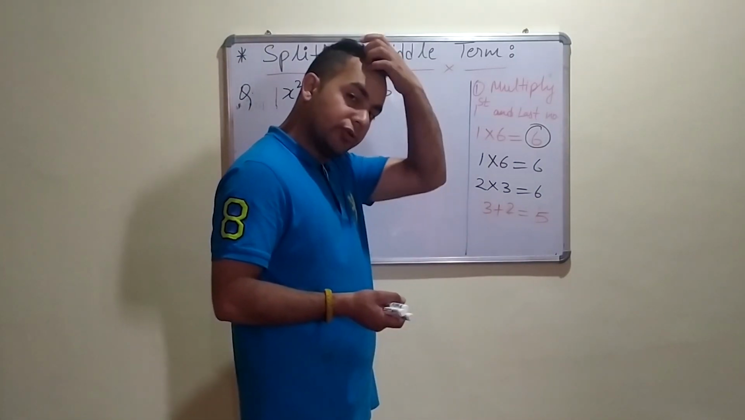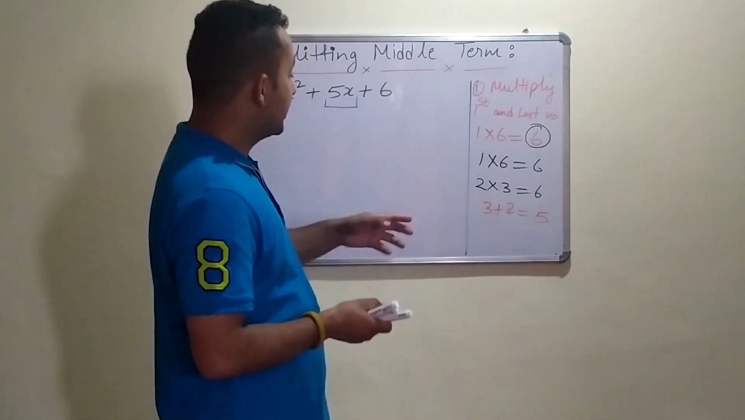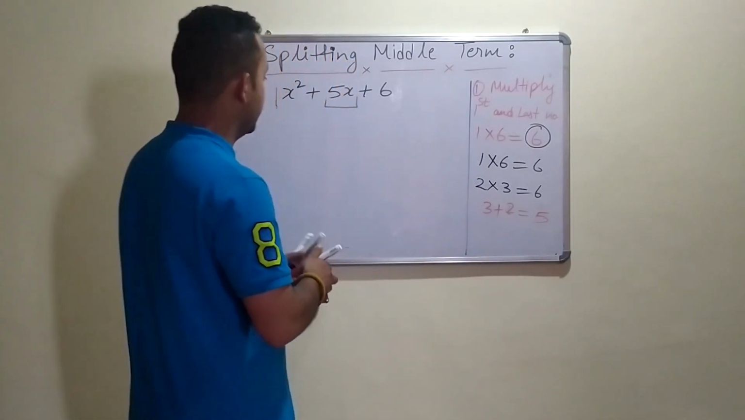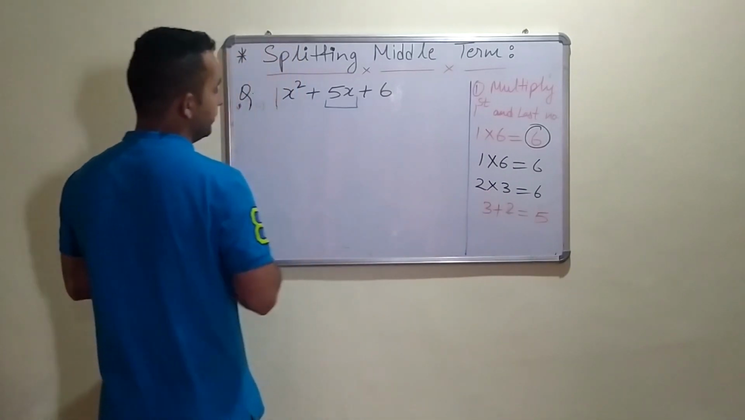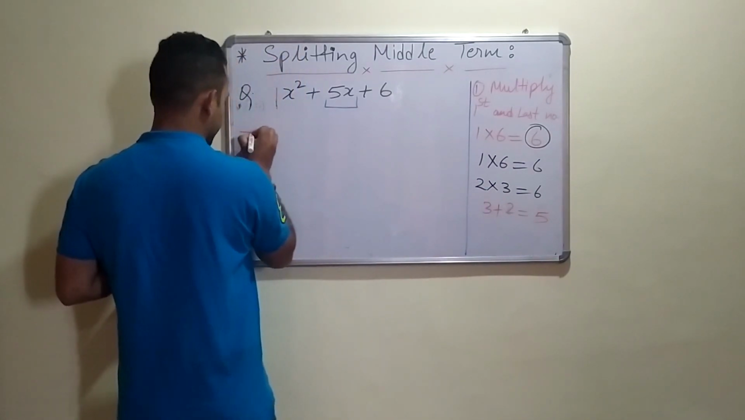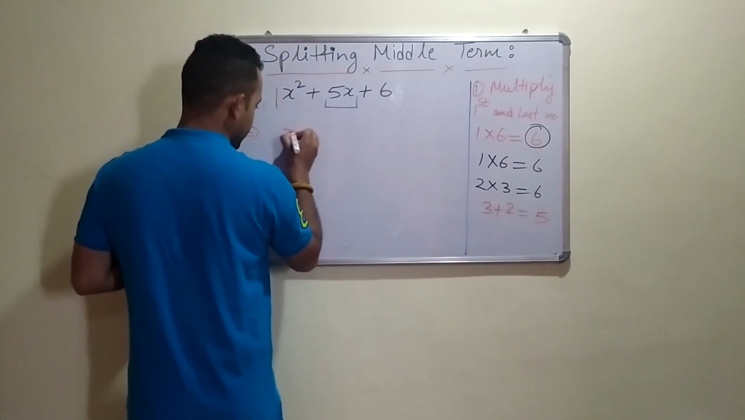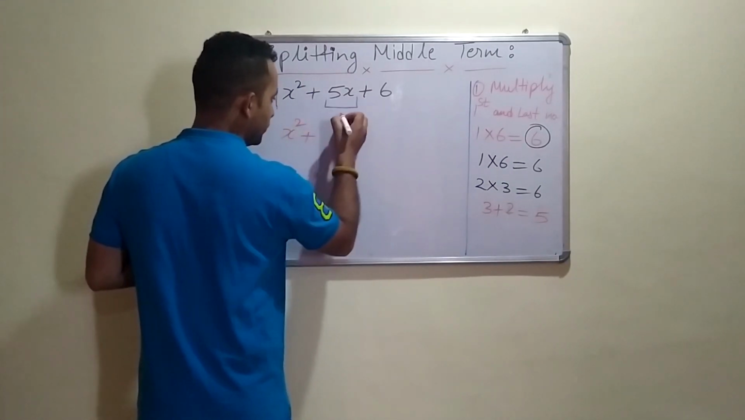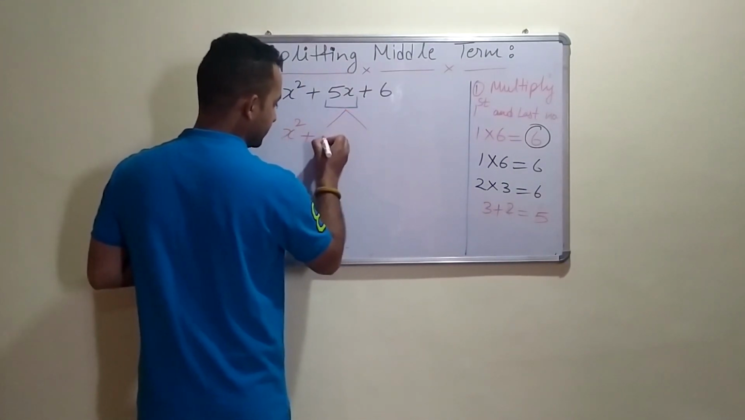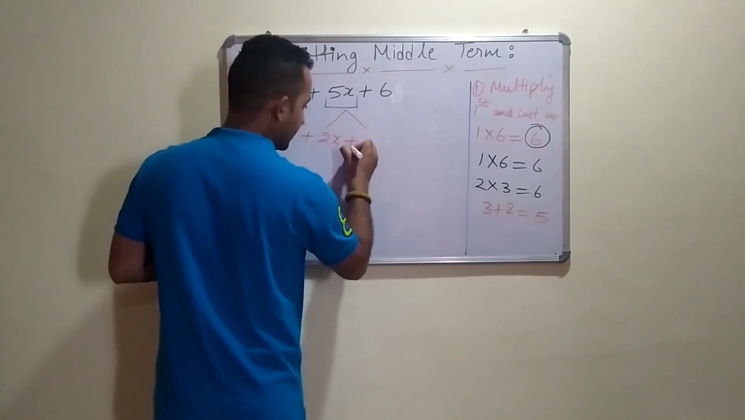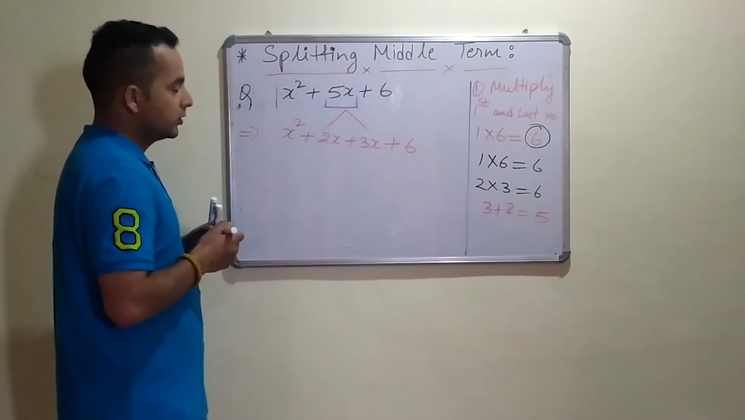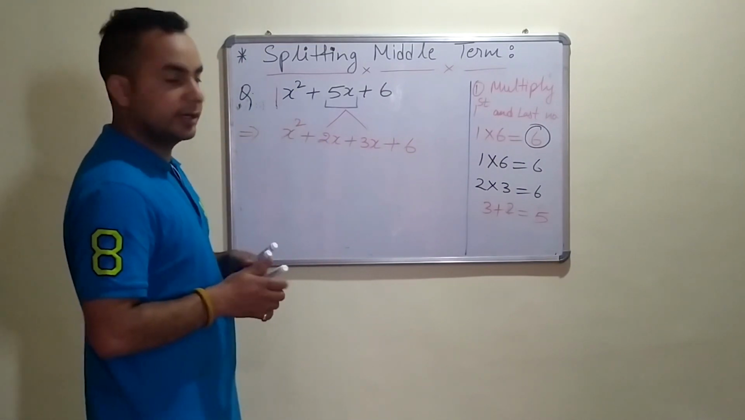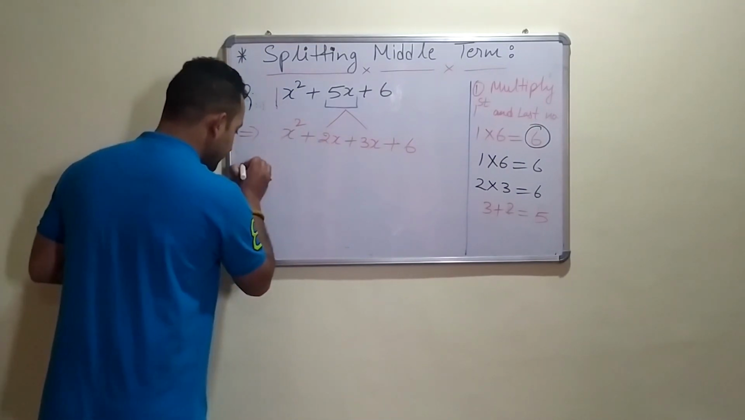So we can factorize. We can split this 5x into 3 plus 2. So x squared as it is, you can split 5x as 2x plus 3x, and then 6 as it is. So this is how you are going to split the middle term. Now it's very easy.